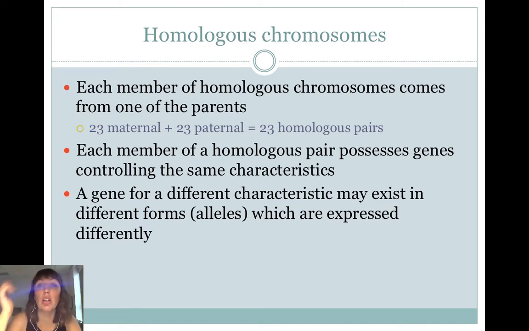So each member of homologous chromosomes comes from one of the parents. Again, 23 from the female, 23 from the paternal, which equal 23 homologous pairs, 46 chromosomes in total for humans. And each member of a homologous pair possesses genes controlling the same characteristics. Unless there's some kind of issue, you're not going to get just a gene for immune system from your mom. You get that same gene from your mom and your dad. And a gene for a characteristic may exist in different forms, which can be expressed differently.